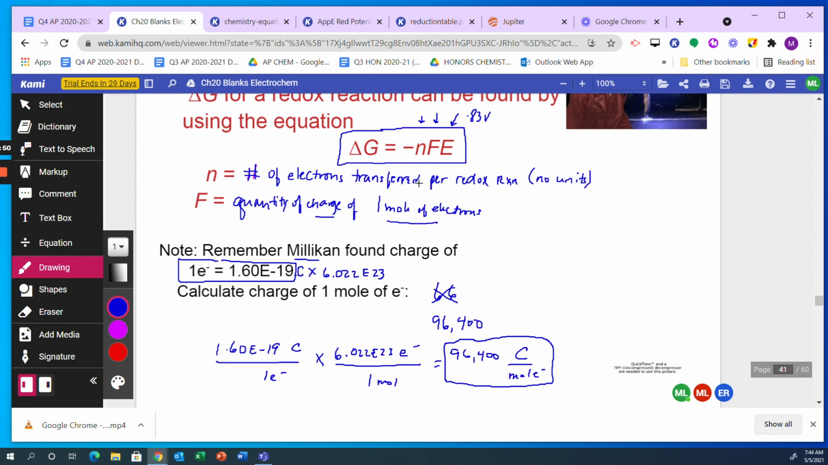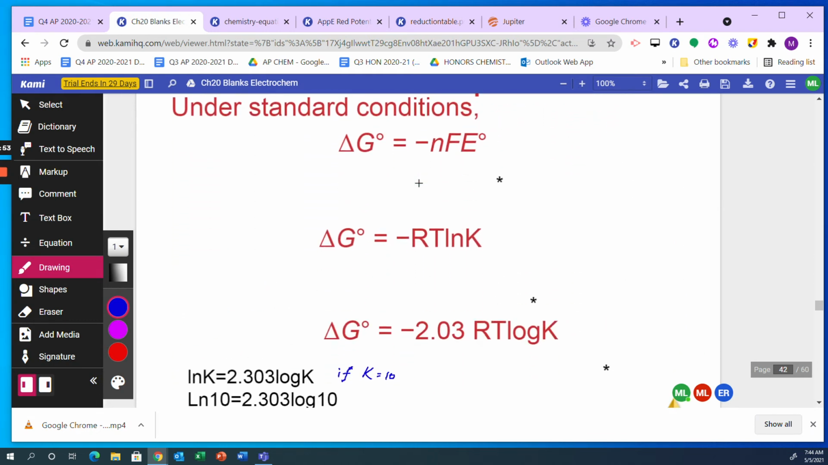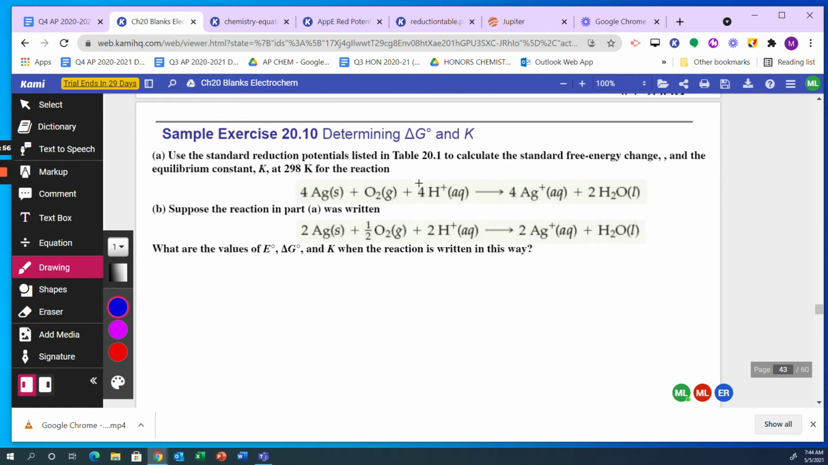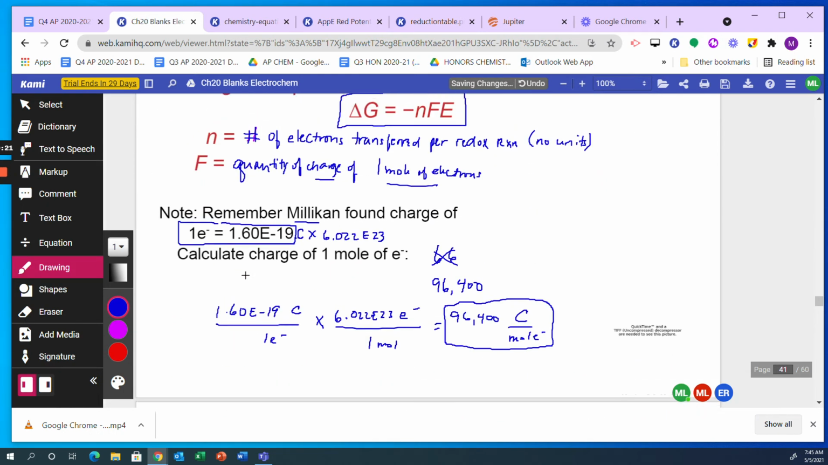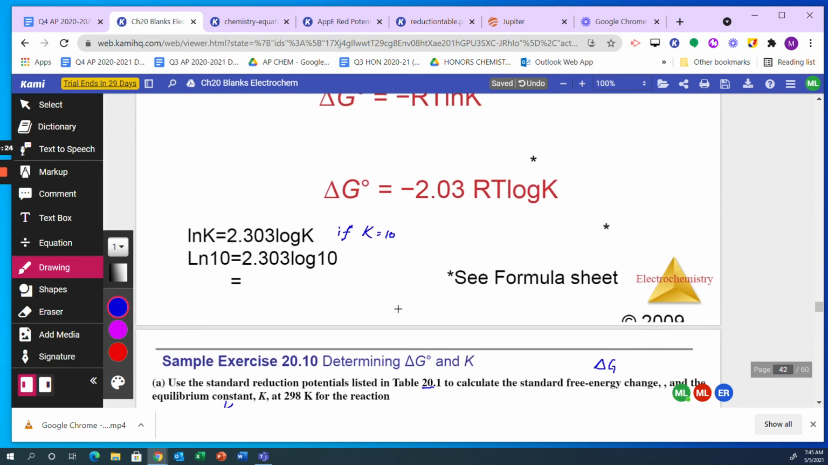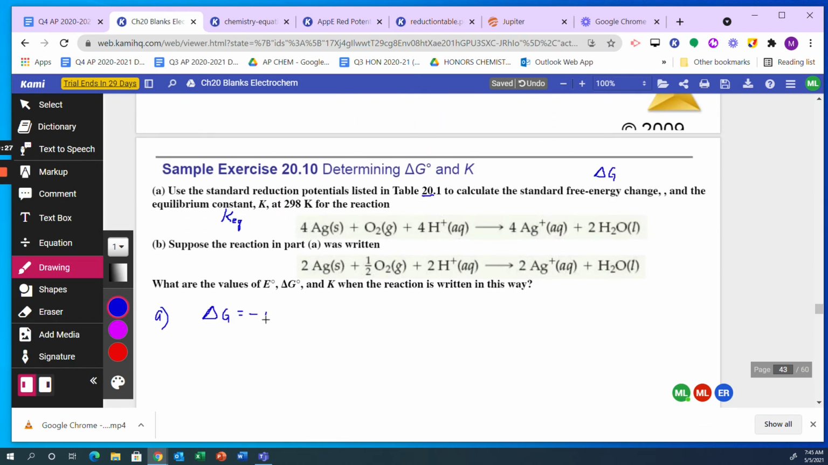Okay, so let's practice that. I'm going to skip the slide for now. I'll come back to it later. Let's do sample 20.10, letter A. So it says, using the standard reduction potential listed in table 20.1, calculate the standard free energy change. So they want delta G and the K equilibrium. We'll learn how to do that in a minute. We'll just do delta G for now at 298 for this reaction. So first, I have the formula delta G is equal to, what was it again? Negative NFE. Okay, so now I just need N.